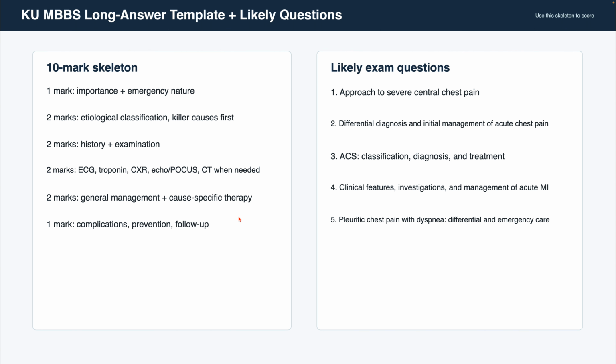Okay, so likely exam questions are approach to severe central chest pain, differential diagnosis and initial management of acute chest pain, ACS classification, diagnosis, and treatment. Okay, so clinical features, investigation and management of acute MI might come, pleuritic chest pain with dyspnea, differential and emergency care might come in the exam.